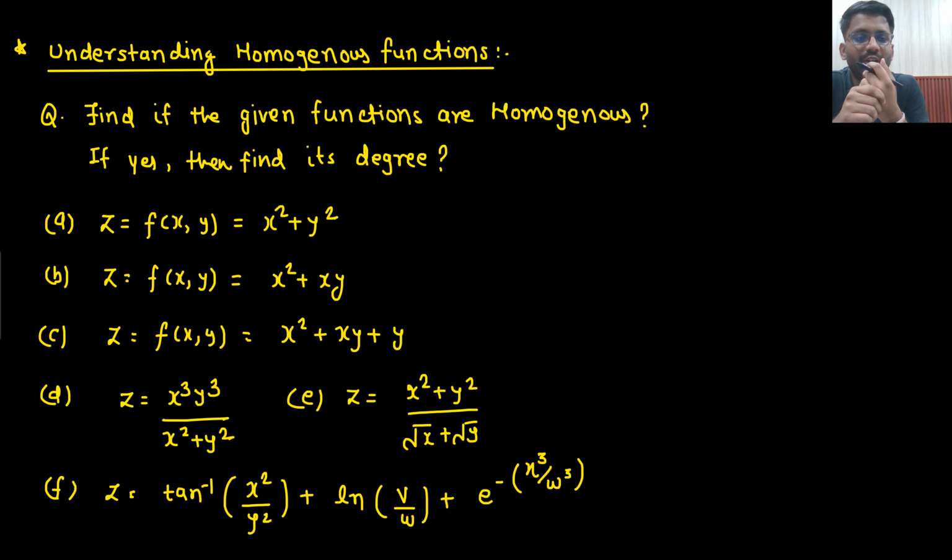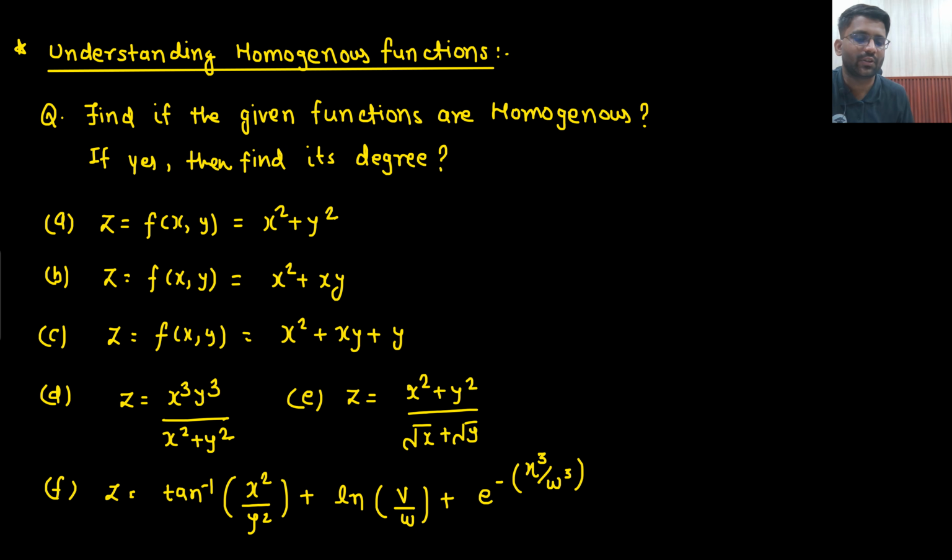Yes, sir. But now we need to study homogeneous functions. So we will start with a question, and through the question we will understand the meaning of homogeneous function. We will not read the definition. I will take up the first question and solve it directly, and you will understand the meaning. So z is a function of x comma y, which is x square plus y square.